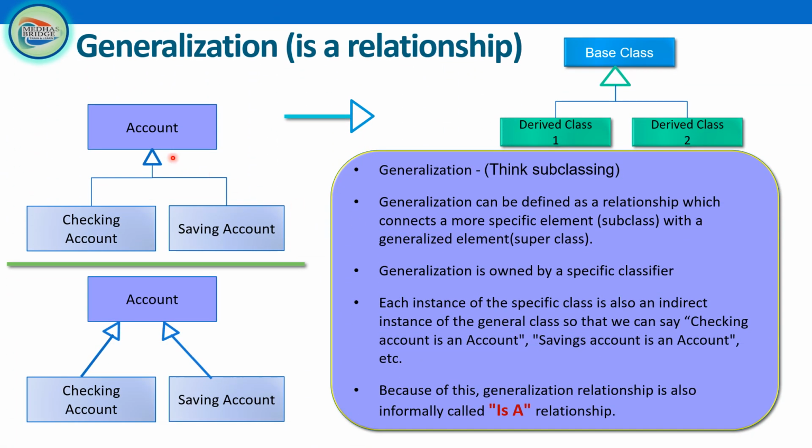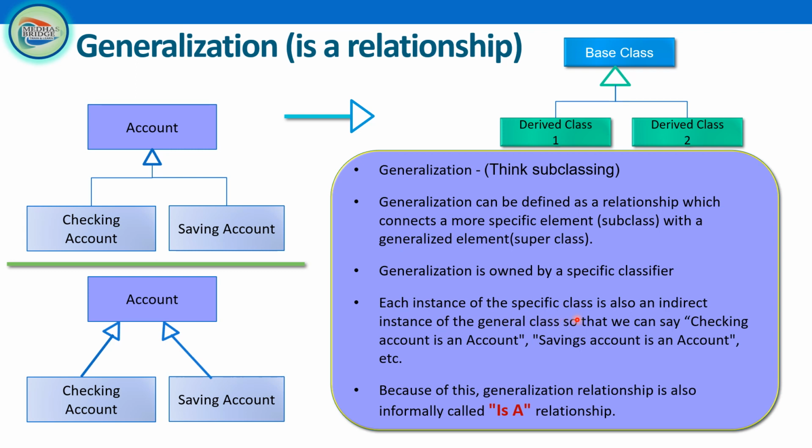Now let's look at generalization, also known as the is-a relationship. Generalization is basically for thinking of subclassing. Generalization can be defined as a relationship which connects more specific elements called subclasses with a generalized class called a superclass. Superclass is also known as a base class, and derived classes 1 and 2 are derived from the base class. This is how we represent it.